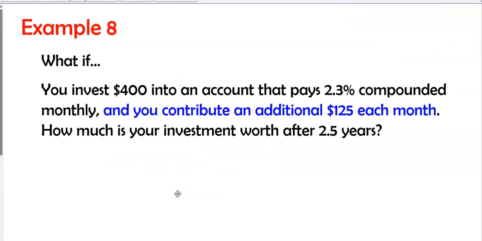All right, moving on. We got 2 more examples. Unfortunately, the last one is pretty long. So stick with me here, or pause and take a break if you need to. Example 8 says, what if you invest $400 in an account that pays 2.3% compounded monthly, and you contribute an additional $125 each month? Now how much is your investment worth after 2.5 years?